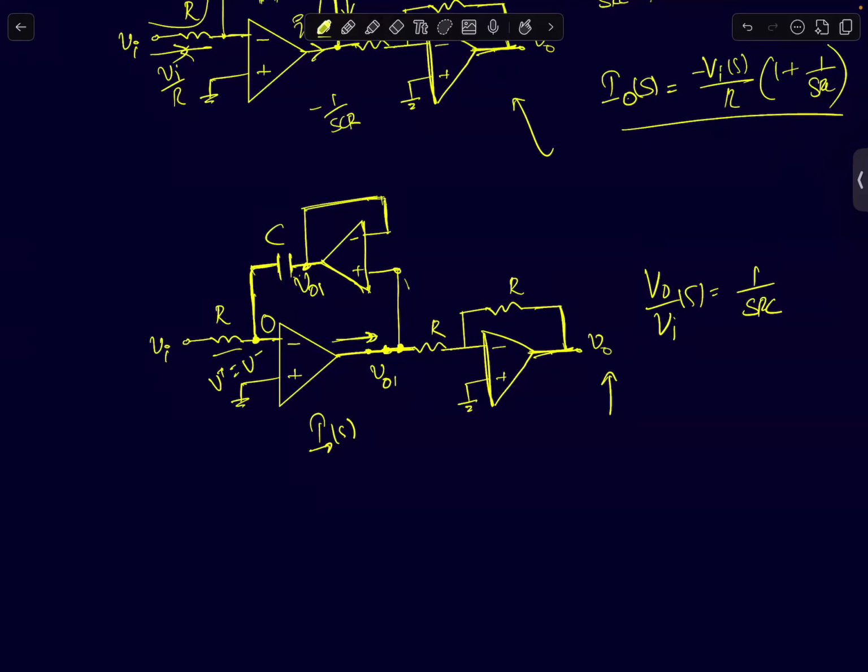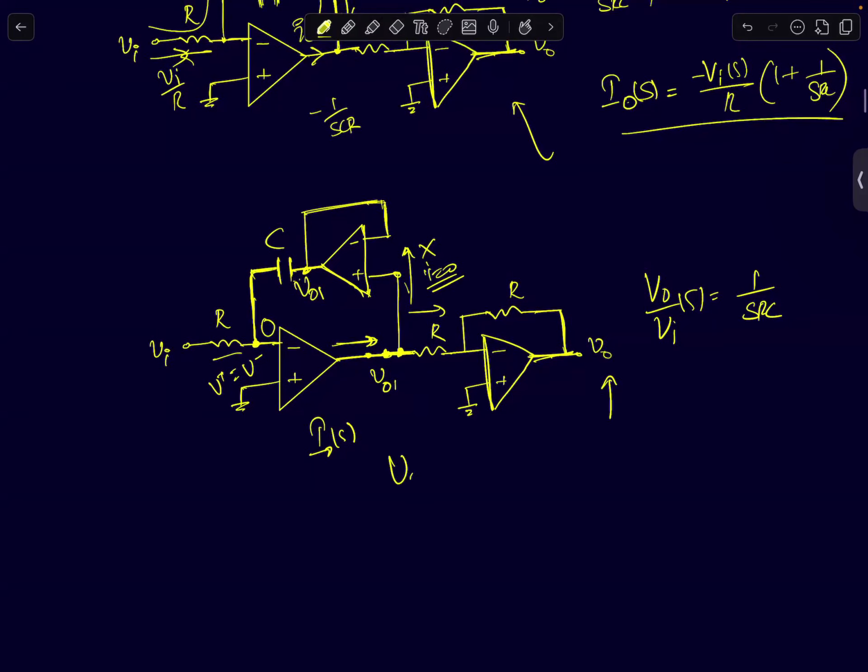This op amp, oh, only V naught by R, right? Only V naught by R. So it's V naught by R, there is no current in this direction because this op amp's input current is 0. It is supplying a current of V naught by R, which is nothing but minus 1 by SRC times VI by R, capital VI by R.